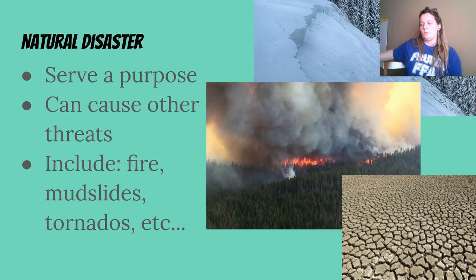However, wildfires that get way out of control, like in Australia earlier this year, were a huge problem for the ecosystem as well as the human populations that live there. But it could serve a purpose because it is a natural disaster. It's a thing that happens, and it can happen for a reason. It can also cause other threats. A lot of times after large wildfires, mudslides are a potential issue as well, and so on and so forth. There are all kinds of natural disasters.